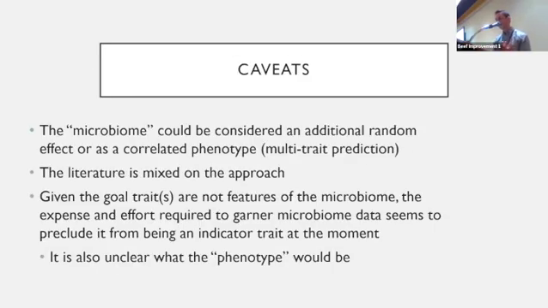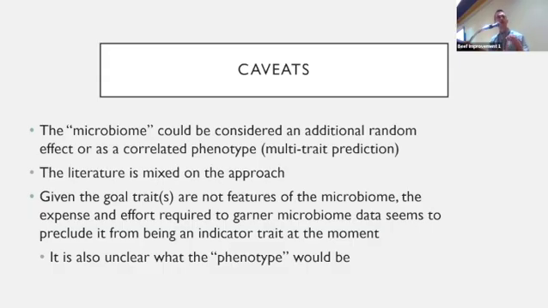A couple of caveats with that, though. If you look in the scientific literature and you listen to scientific presentations, the microbiome by some might be considered as an additional random effect, as we've done here, or as a correlated phenotype in a kind of multi-trait approach. So in other words, a phenotype or features of the microbiome, and you're actually getting breeding values or EPD for those features of the microbiome. And as I said, the literature is kind of mixed on that approach.